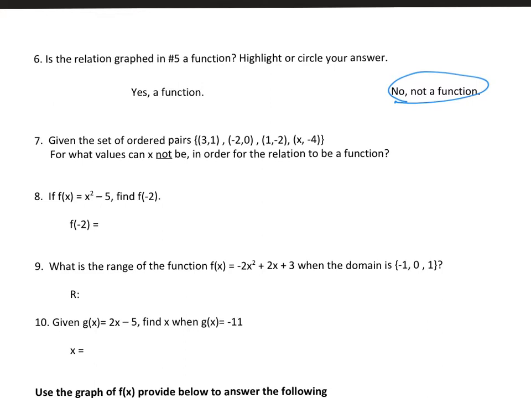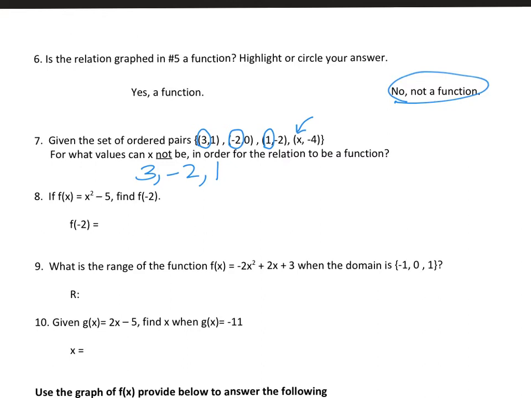Number 7, given the set of ordered pairs, for what values can x not be in order for the relation to be a function? Okay, again, this is just making sure that you know the definition of a function. So it's asking about this x. In order for this to be a function, x could not be 1, x could not be -2, and x could not be +3, because then we would have a repeating number and then it would not be a function. So those are the 3 numbers that it cannot be.